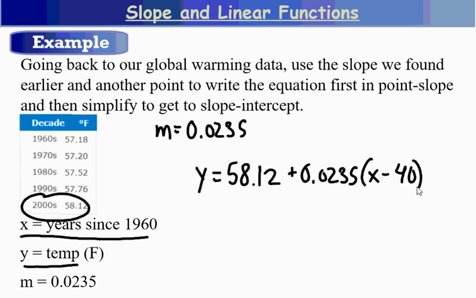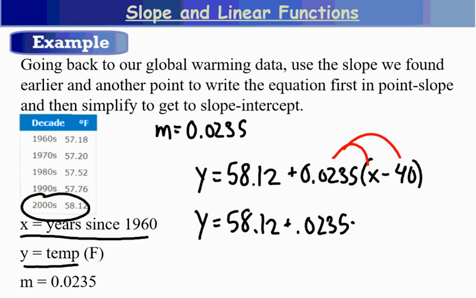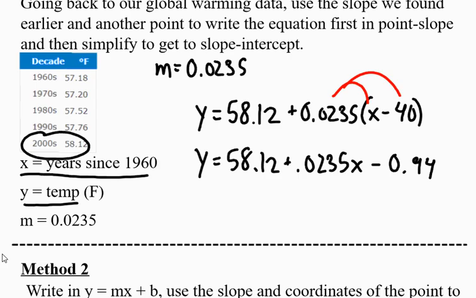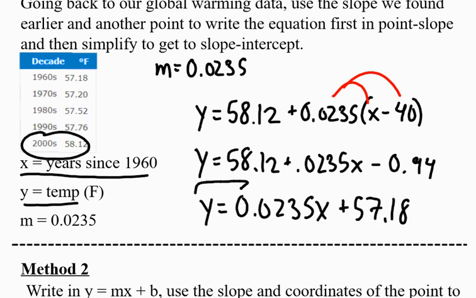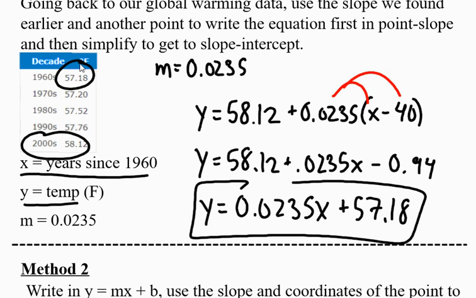How do I get it back into y equals mx plus b? I just simplify, distribute this through. I get 58.12 plus 0.0235x, and then I take 0.0235, multiply it by 40, and I get 0.94. I then combine my like terms of number here, and I get y equals 0.0235x, 58.12 minus 0.94 leaves me at 57.18. And you'll notice that that is actually the y-intercept. That would be the y value when x is 0, because 1960 is year 0.